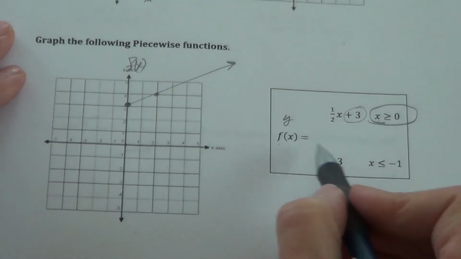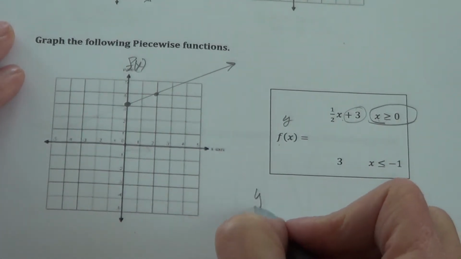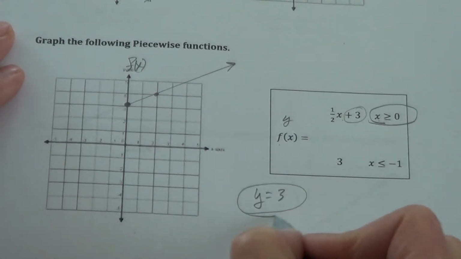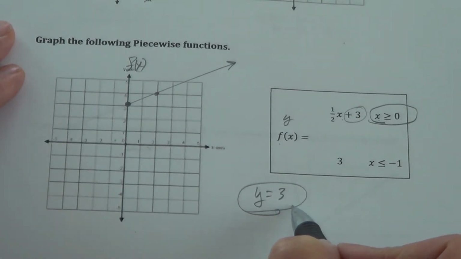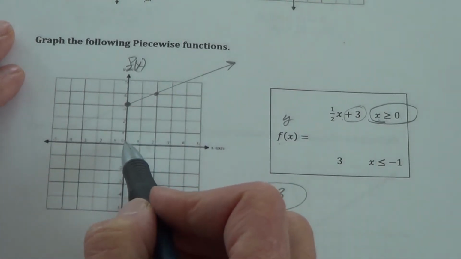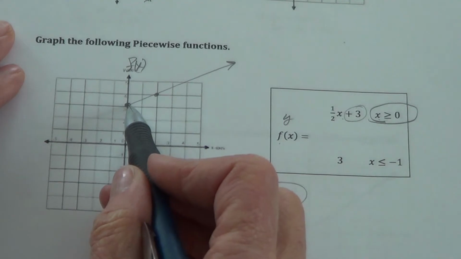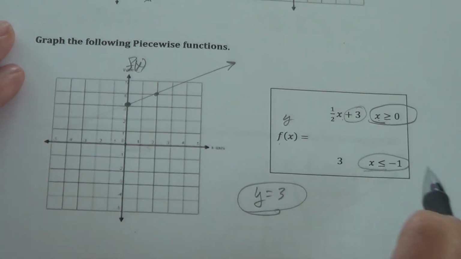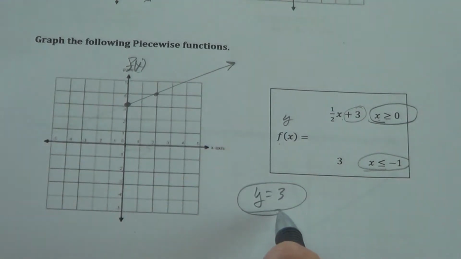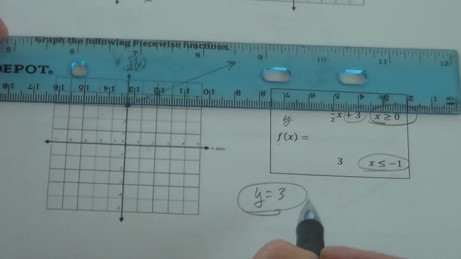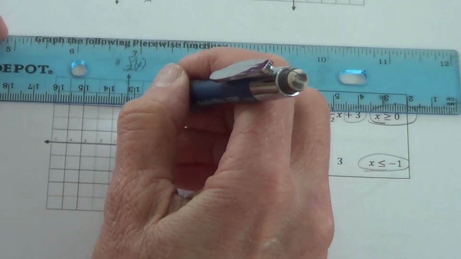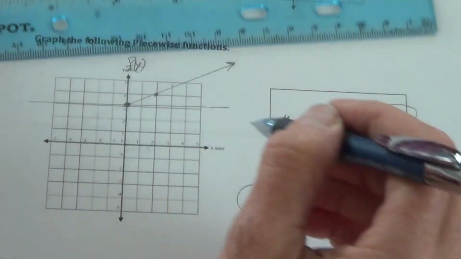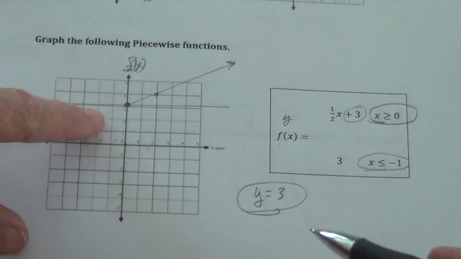Okay, the next one, f of x equals 3, in other words, y equals 3. Remember I said when you only have one variable, you just cut through that axis. So right at 3 on the y-axis, we're going to cut through. It says x is less than -1. Now normally, I would take that and I would just graph a real light line through there. I don't really like doing it where I've got that other line in there.